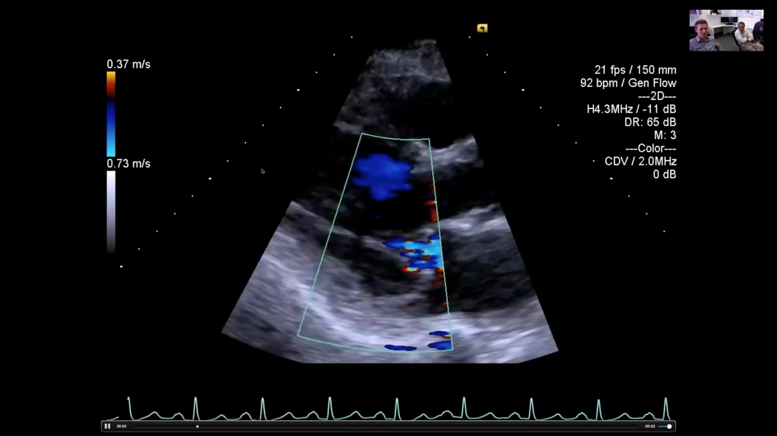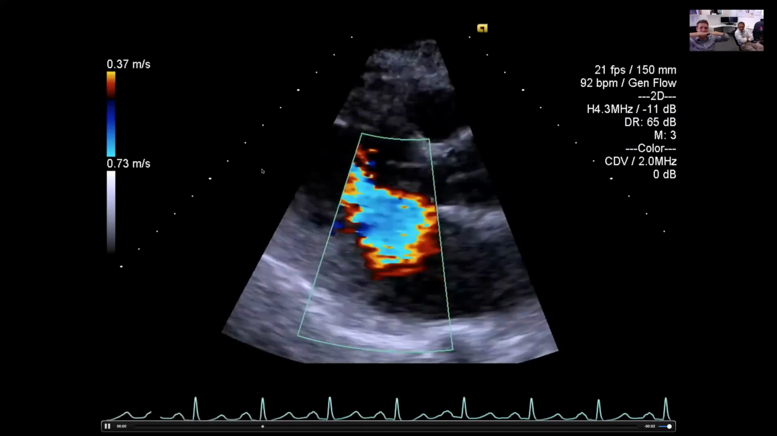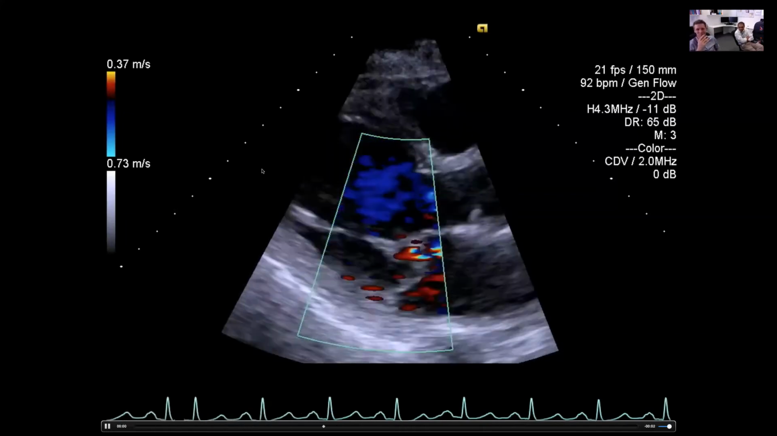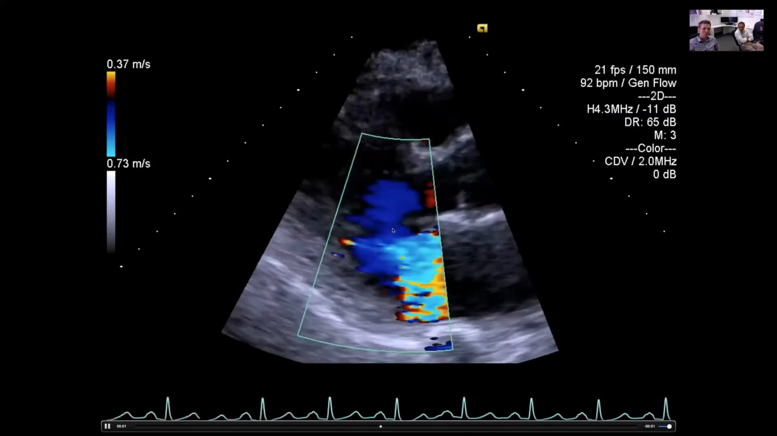Particularly with things like flail, remember PISA normally assumes you've got a perfect 180-degree area, and if you've got prolapse, you've got anything but 180 degrees. It's part of the reason why I don't like it very much, because it's really hard to do and I always mess it up.